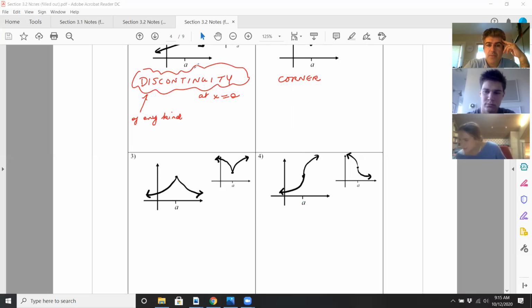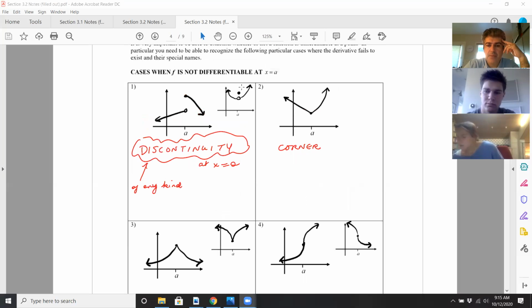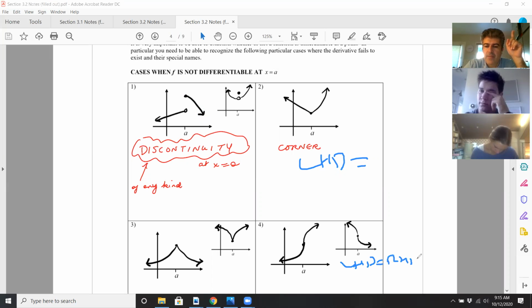But in each case, the LHD does not equal, well, actually, I lied. The LHD does equal the RHD here. But they're both positive infinity or they're both negative infinity. Like see here, if I get closer to a on the other side of a, that's a positive slope and very steep. Or here, they're both negative slopes and very steep.